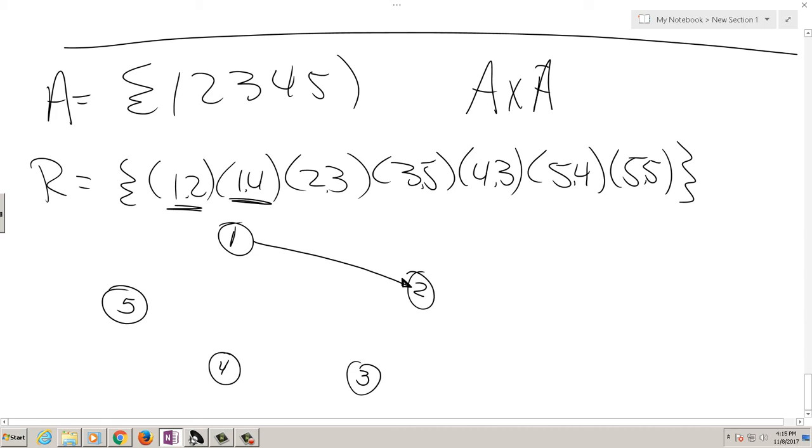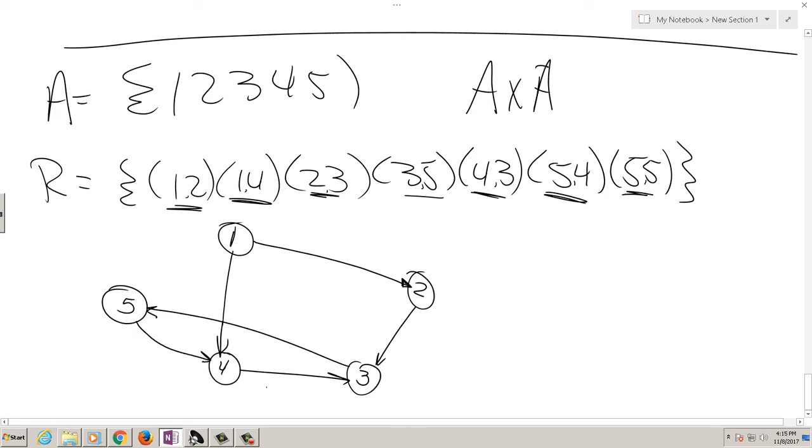The next one says that it is the ordered pair 1, 4, which means that I'm going to put an arrow from 1 to 4. The next one is 2, 3, so I'm going to put an arrow from 1 to 3. The next one is 3, 5, so I'm going to put an arrow from 1 to 5. The next one is 4, 3, so I'll put an arrow from 4 to 3. Then we'll do 5 to 4, and this one right here is 5 to 5.